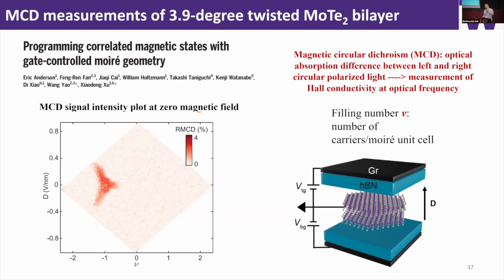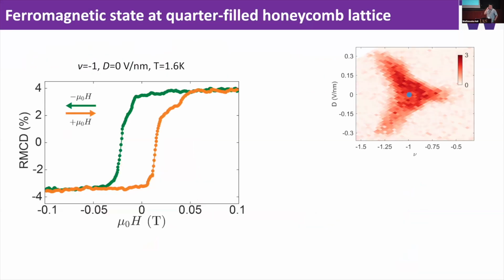So once you start to dope this moiré system at particular carrier densities, now this magnetism appears. So clearly, it's coming from strong interaction effects. To prove we do have ferromagnetism, what we can do is park our experimental conditions at exactly filling factor -1, which means 1 hole per moiré unit cell.